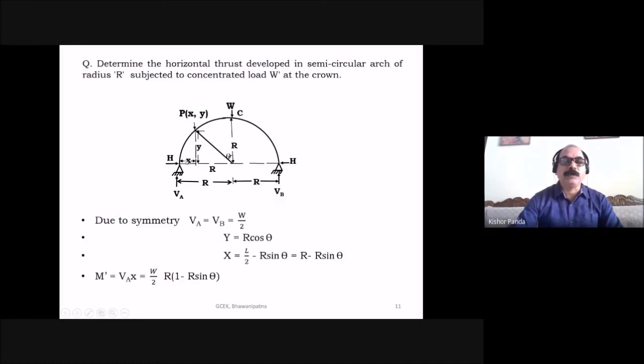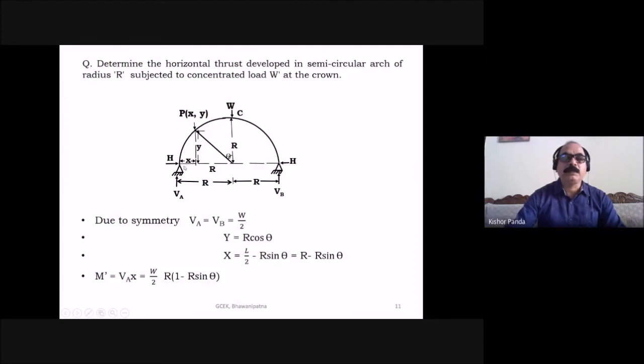Due to symmetry, you see this is the load acting at the crown. So here this is your symmetrical arch. Due to this symmetry, what is the vertical force at A and B? VA and VB are equal to W by 2. So Y is equal to R cos theta.